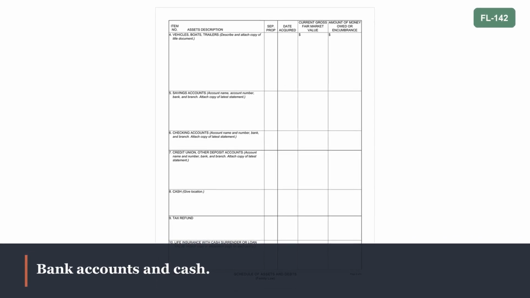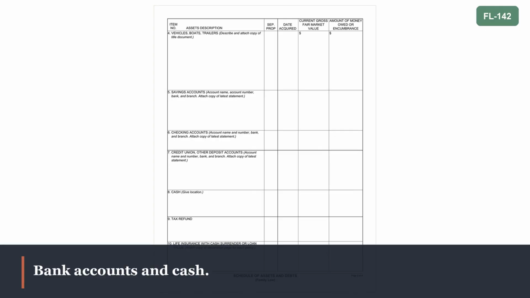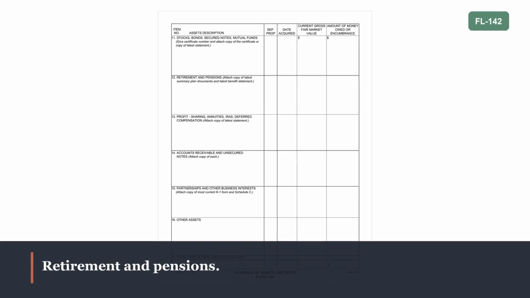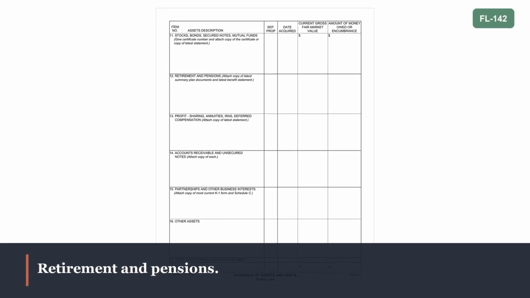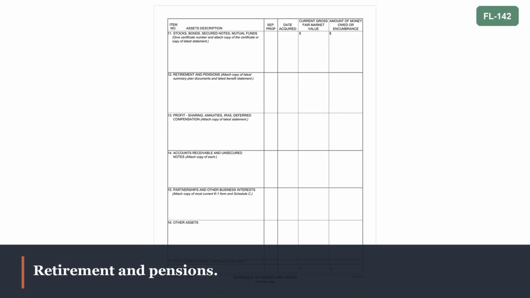Bank accounts and cash. List checking, savings, and cash accounts, including the institution name and the account balance as of the date closest to your disclosure. Attach recent statements rather than estimating from memory. Retirement and pensions. List 401ks, IRAs, pensions, and other retirement benefits. These are often among the most valuable and most complicated assets in a divorce, so use the account's most recent statement for the balance you report.